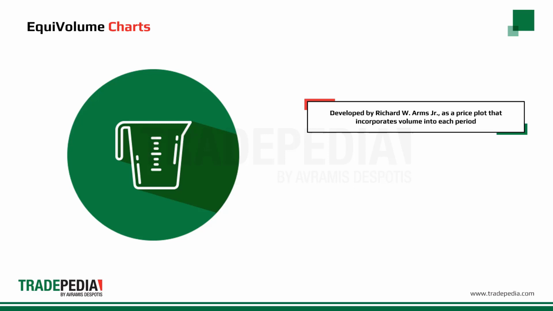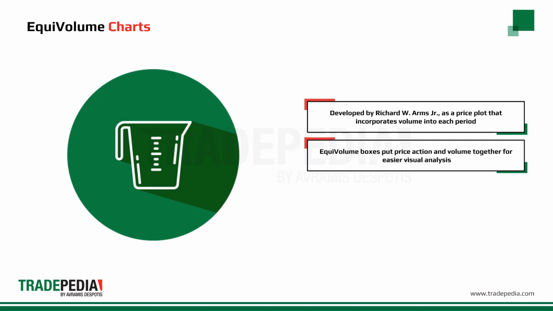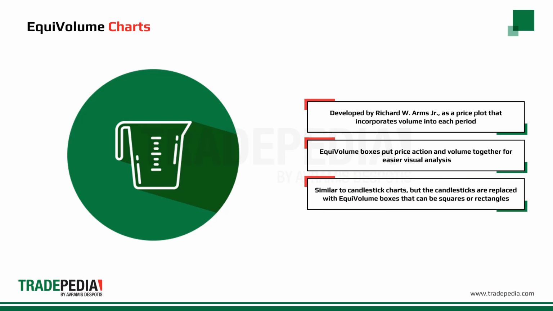EquiVolume charts were developed by Richard W. Arms Jr. as a price plot that incorporates volume into each period. EquiVolume boxes put price action and volume together for easier visual analysis. It looks similar to candlestick charts, but the candlesticks are replaced with EquiVolume boxes that can be squares or rectangles.